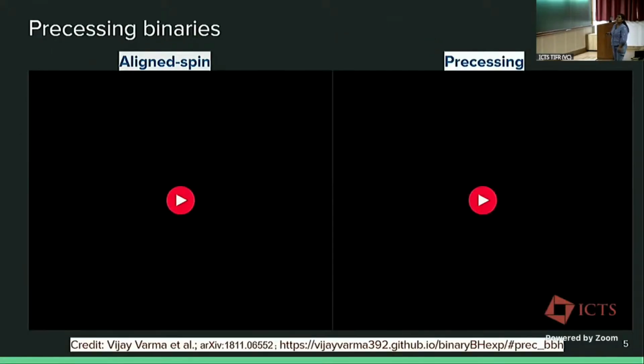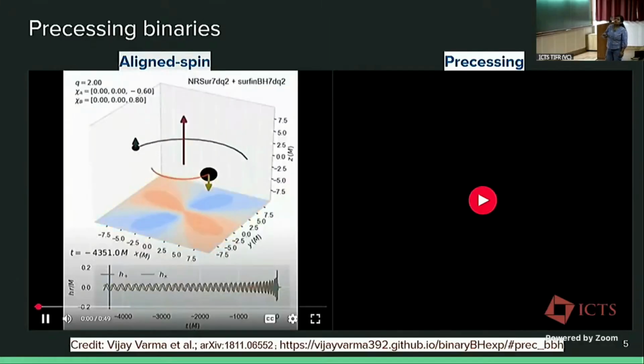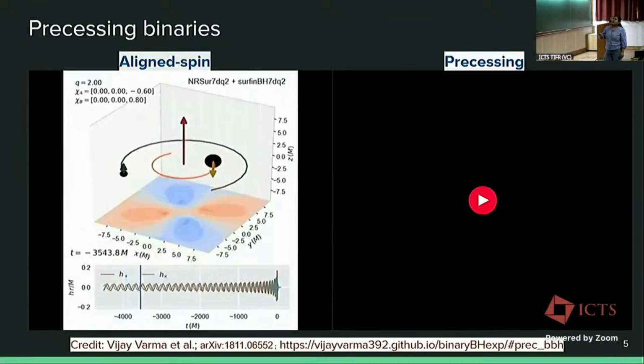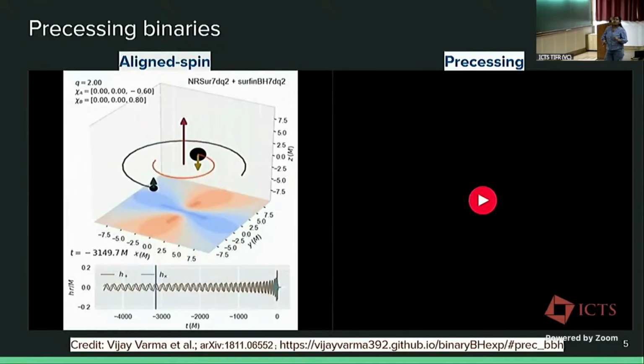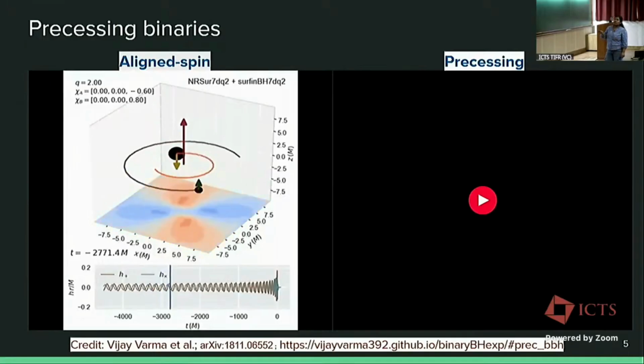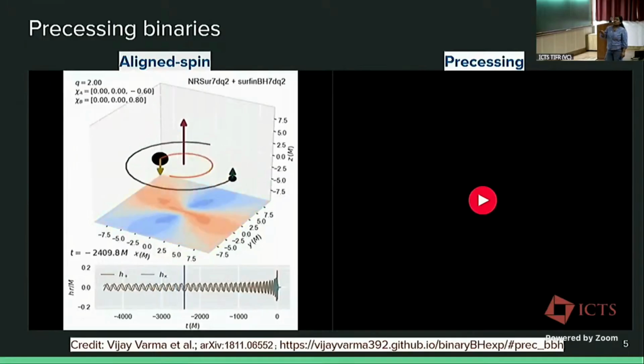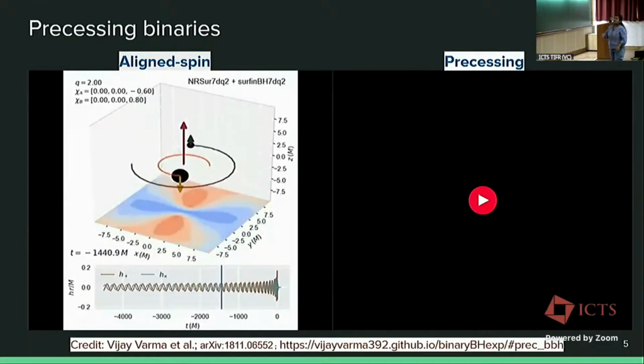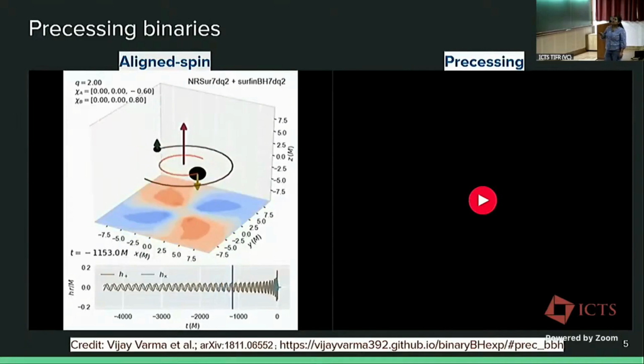Okay, let's talk more about these precessing binaries. Here I have two movies by the SXS collaboration, especially by Vijay. The first movie is about the aligned spin binary. Here you are seeing two black holes that have spins which are aligned or anti-aligned with the orbital angular momentum, and it evolves and the gravitational waves look something like this. The amplitude is increasing monotonically, and eventually it merges and you see the gravitational wave.